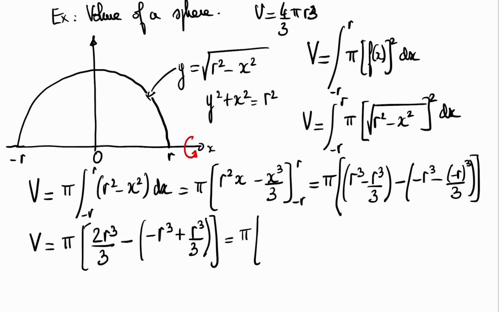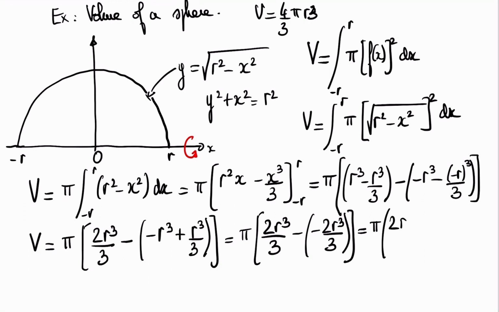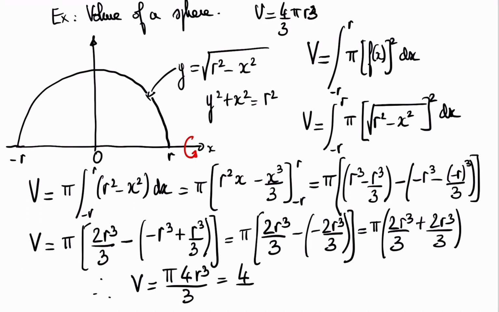So it's pi times 2r cubed on 3 minus minus 2r cubed on 3, which is equal to pi times 2r cubed on 3 plus 2r cubed on 3. So therefore V is equal to pi times 4r cubed on 3, which is generally rearranged as 4/3 pi r cubed, which is the volume of a sphere that you know very well from previous years. So we've demonstrated it eventually.